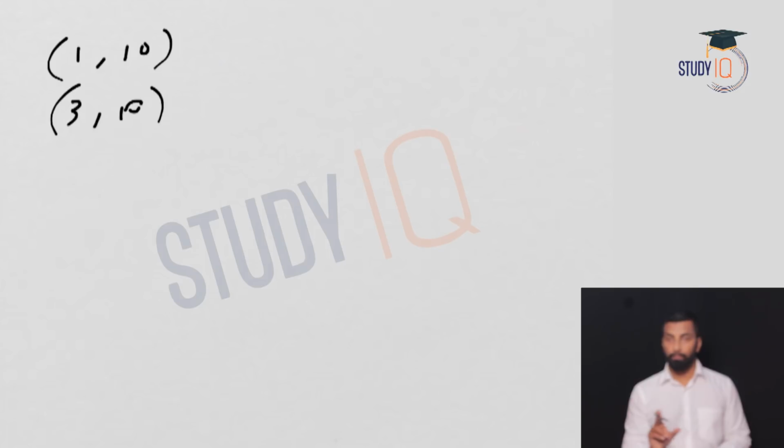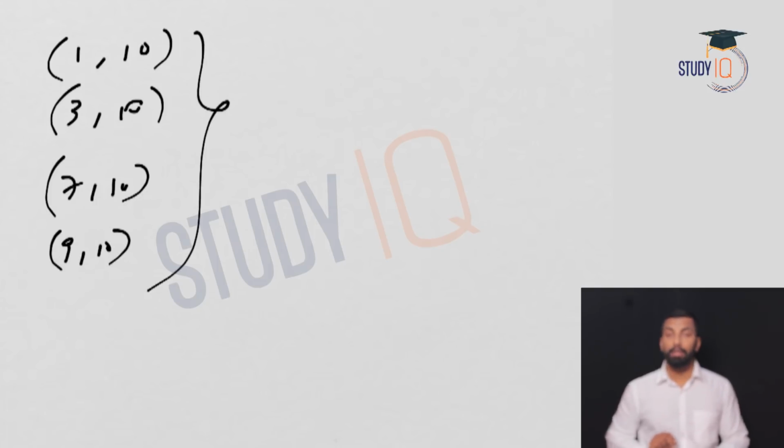That means I need to see the non-multiples of 2 and 5. They are the prime factors. So what are the numbers? 1, 10. 2, 10 not possible because 2 and 10 are not co-primes. 3, 10. 4, 10 is not possible because multiples. 5, 10 not possible. 6, 10 not possible. Then 7, 10. 8, 10 is not possible. 9, 10. So these are the 4 numbers which are co-prime with 10, which is less than 10.